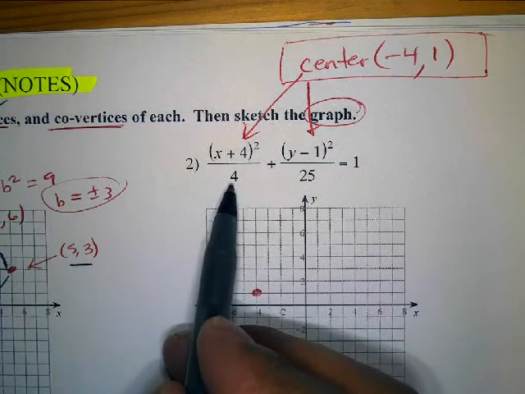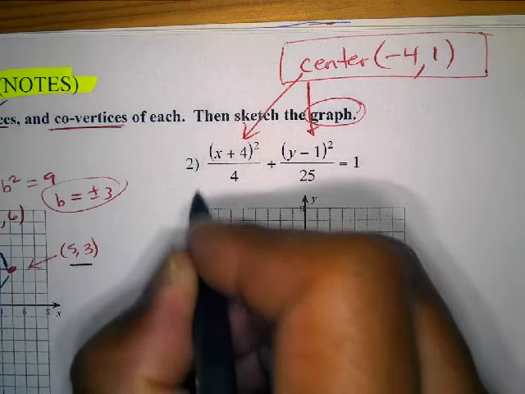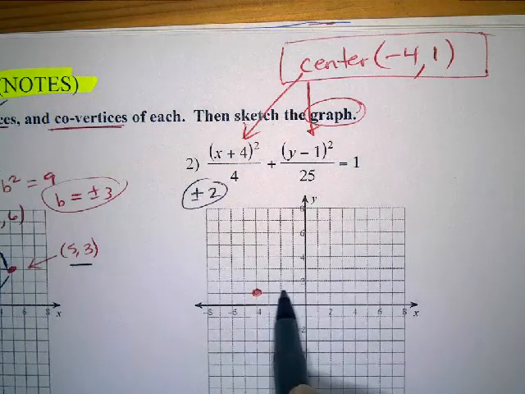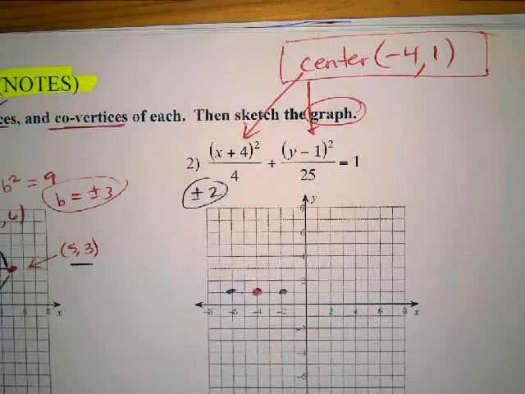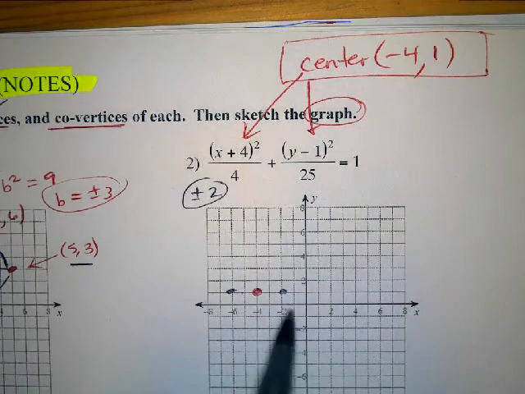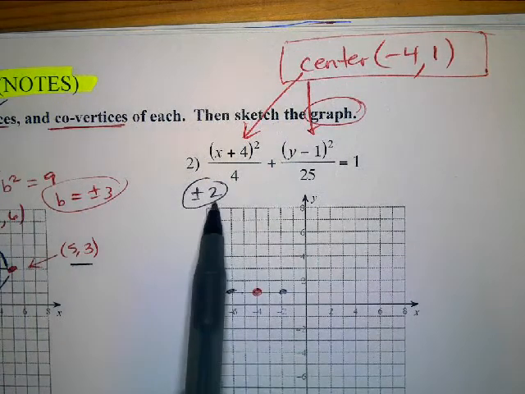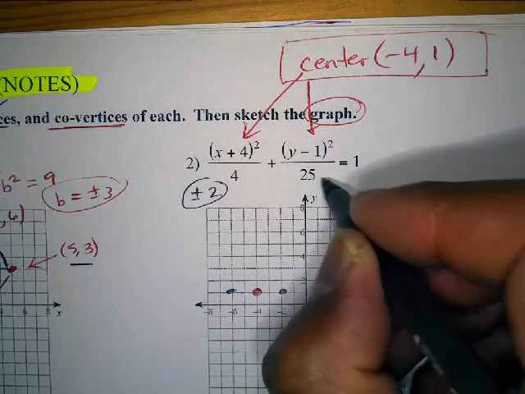Opposite, opposite. Under the x squared it says 4, but take the square root of 4, that's going to be what? Plus or minus 2. So on the x you're going to go 1, 2, 1, 2, because it's under the x squared. So x is left and right, but it's not this number. You have to take the square root of it. The square root of 4 is 2.